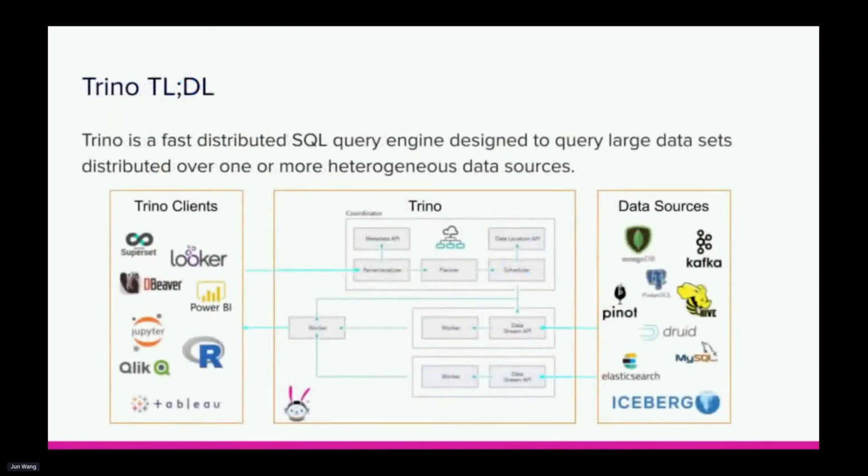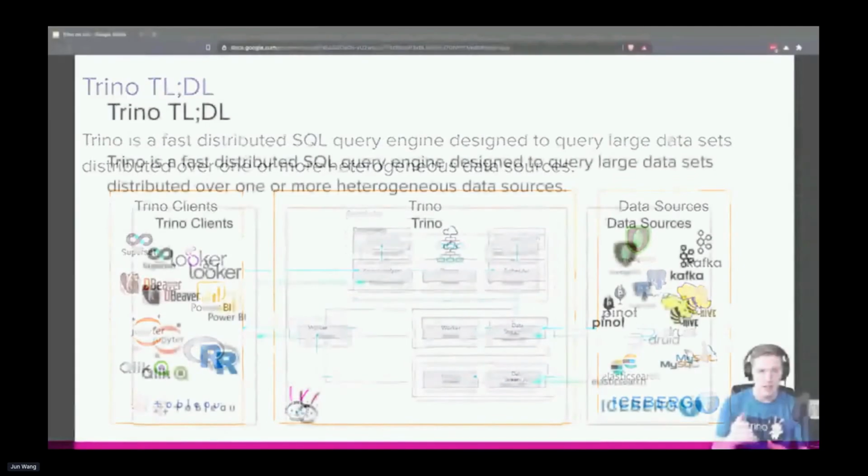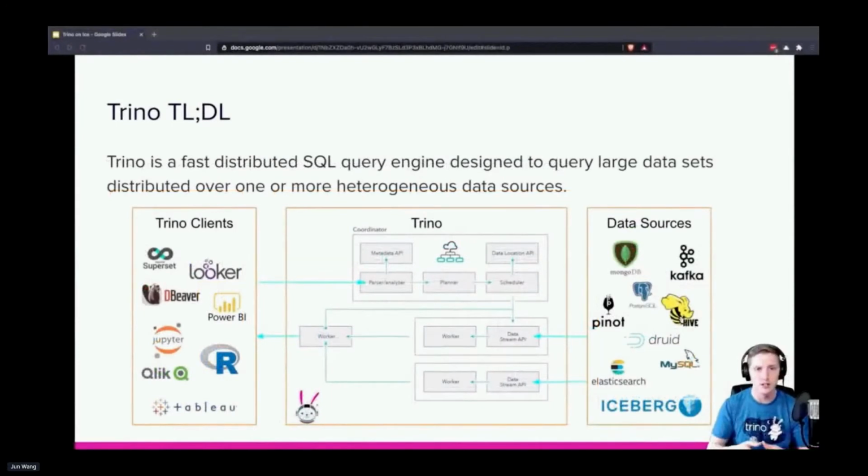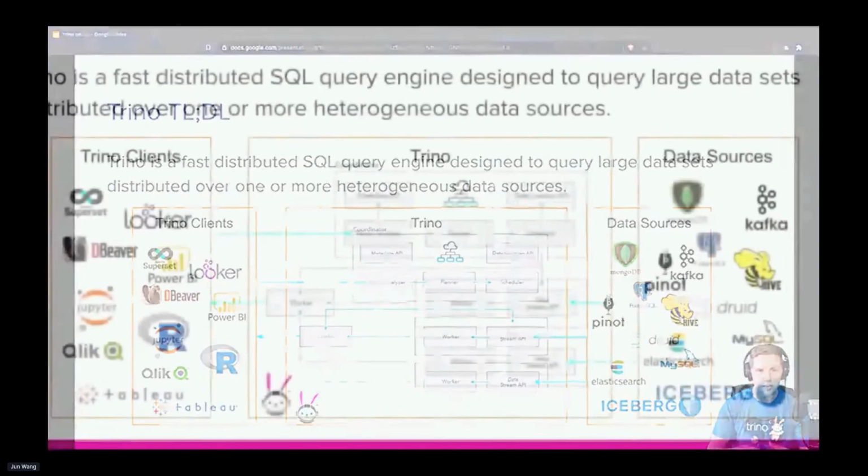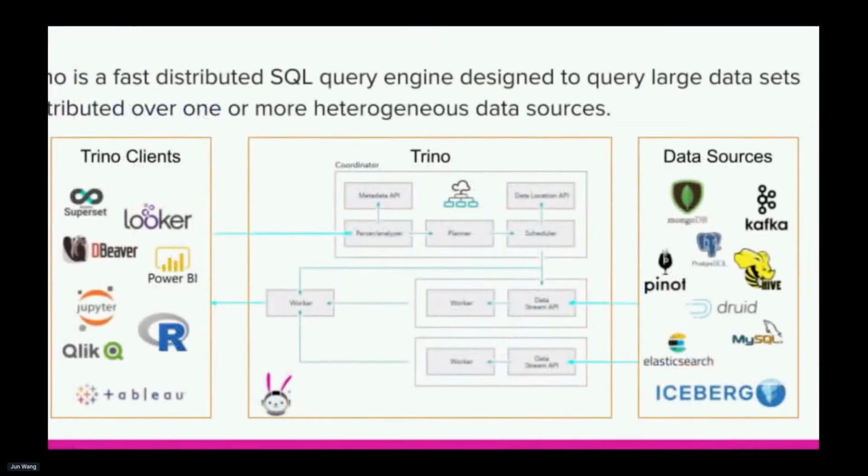Trino is not a database. The key word there, query engine, is going to be delineating it from a particular database, because we do not store data. We actually rely on data sources that are already storing this data to basically hold the data, and then we speak the language of all these different data sources to perform joins across them.